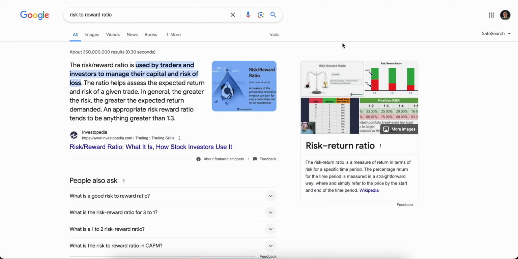Here's a really quick tutorial slash informational video on what a risk to reward ratio is when you're trading on leverage or when you're just trading in general. Essentially, it's just a term used by traders and investors to manage their capital compared to their risk. So in other words, how much profit can you likely take from this particular trade and how much could you potentially lose from this particular trade?